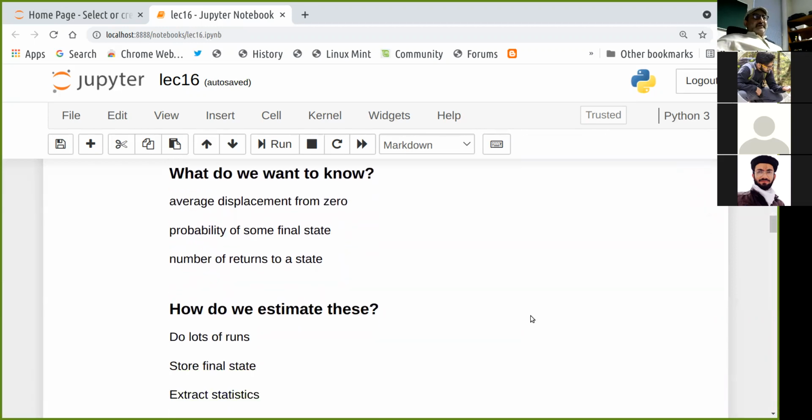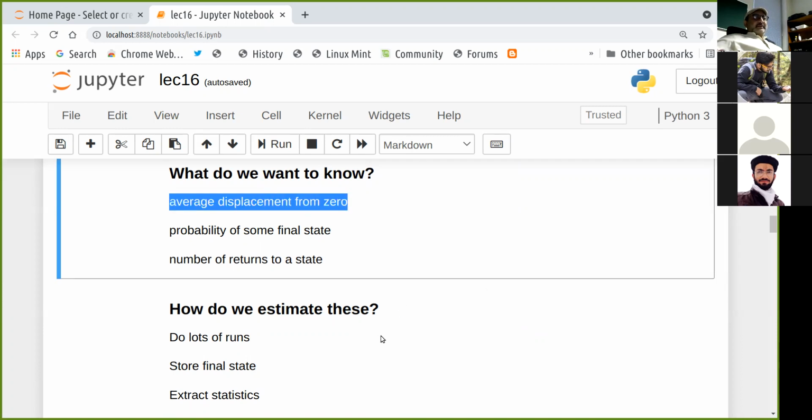Okay, so how do we estimate these? We should be able to actually work these out analytically. But if we wanted to just do the experiment, we want to do the simulation. And then how do we estimate these? Well, you do lots of runs, and you store the final state. So let's say you want the average displacement from 0. Then you do a lot of runs. For each run, store the final state, and then extract the statistics.